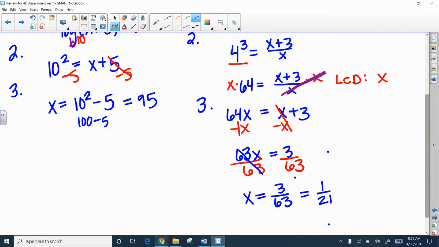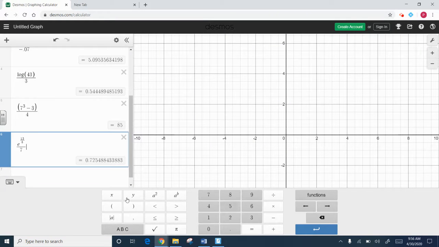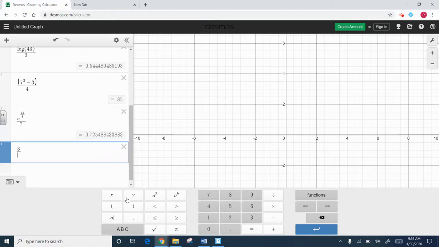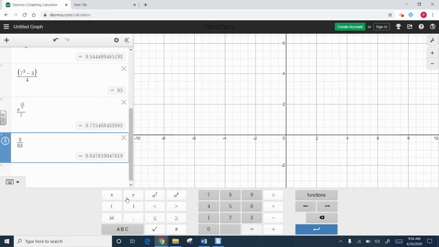You can also divide that to get a decimal approximation. 3 over 63 is approximately 0.048, we'll say.